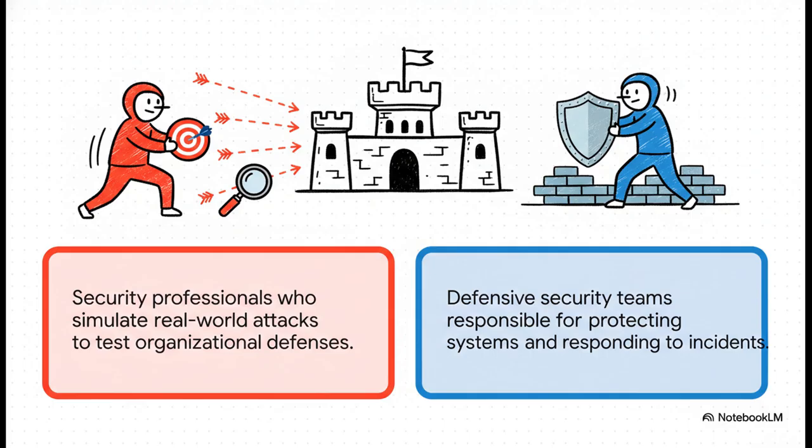So on the front lines, you've got two key teams. The blue team, those are the defenders. They're the ones building the walls, watching for threats, and jumping into action when an attack happens. But to keep them on their toes, organizations use a red team. These are ethical hackers who are paid to think and act like the enemy, constantly launching simulated attacks to find the weak spots before the real bad guys do.